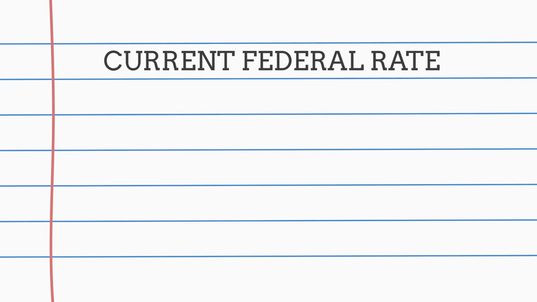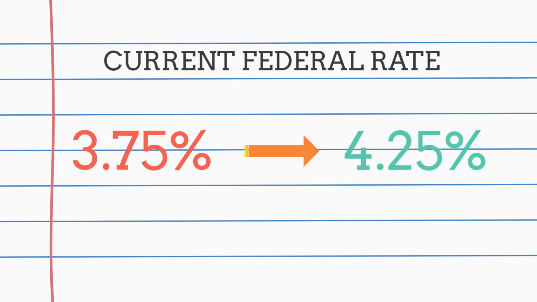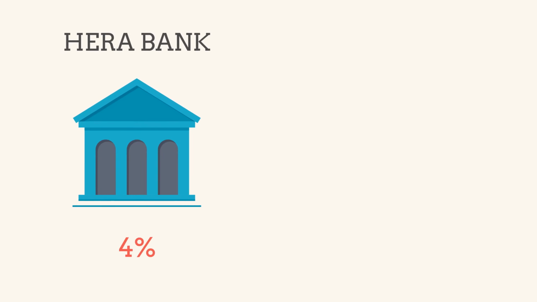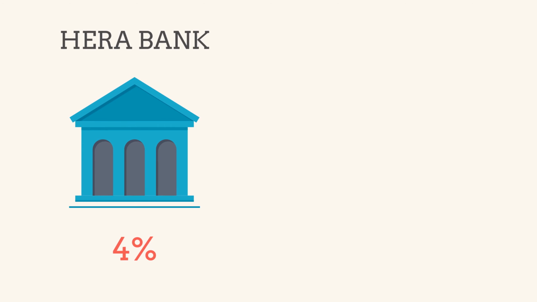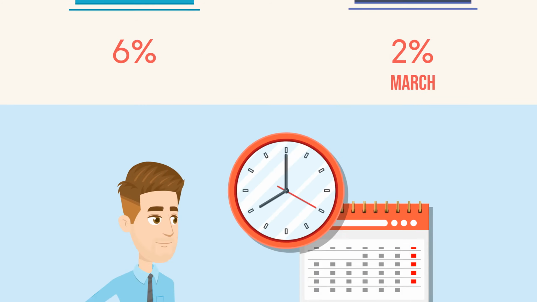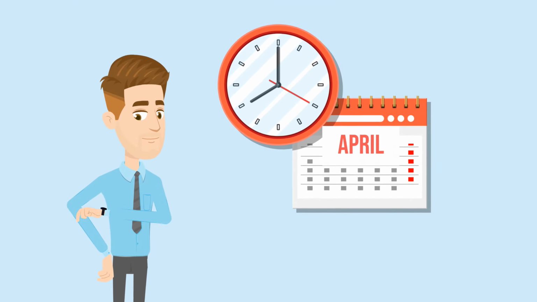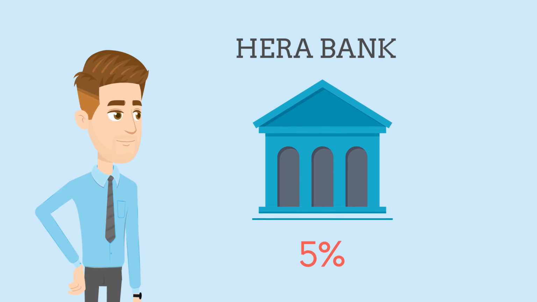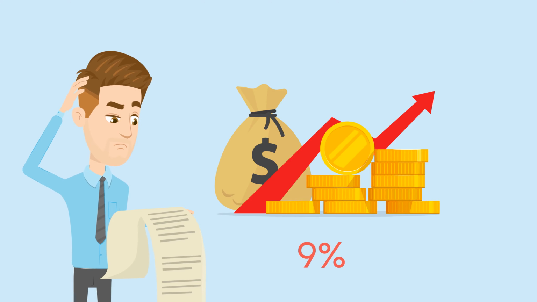It is frequently provided as a range. For instance, the current federal funds rate ranges from 3.75 to 4.25%. Say Hera Bank lends you money at a rate of 4% greater than the rate it receives. When other banks charge 2% interest on loans in March, Hera will charge you 6% interest. However, suppose you wait until April when the federal funds rate has increased and other banks have begun charging Hera 5%. In that case, you will have to pay 9% interest.